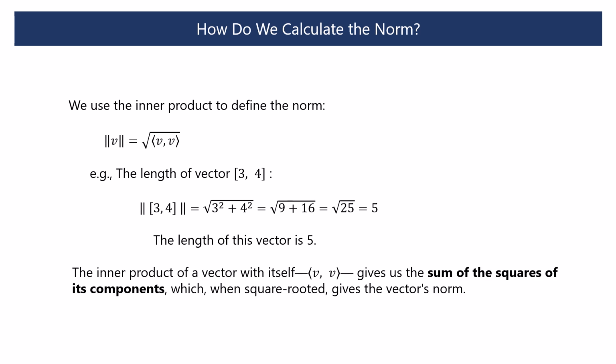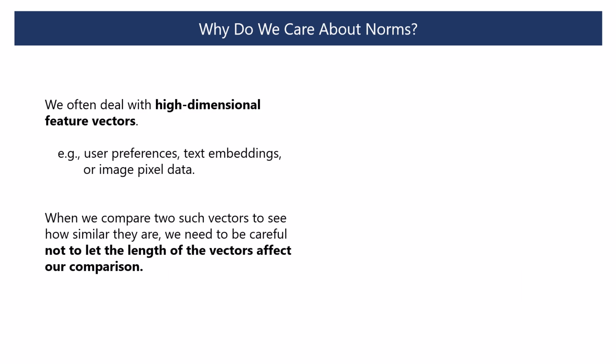The inner product of a vector with itself gives us the sum of the squares of its components, which, when square-rooted, gives the vector's norm. In data science, we often deal with high-dimensional feature vectors, for example, user preferences, text embeddings, or image pixel data. When we compare two such vectors to see how similar they are, we need to be careful not to let the length of the vectors affect our comparison.